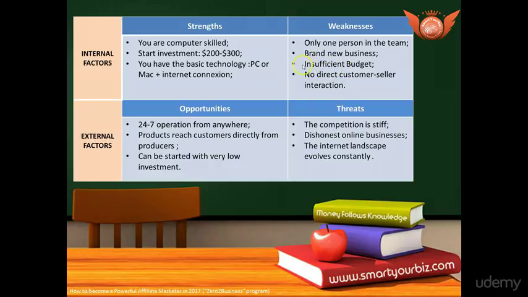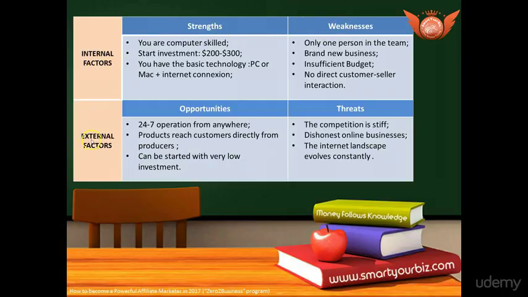Yes, even if you start with $200 or $300, this initial budget could be really insufficient if you underestimate the cost of the project, okay? Then you have no direct customer-seller interaction. That means you can't see your customers and you cannot know them deeply, okay? So your strategy cannot be really accurate. So this is for the internal factors of your business. In other words, your strengths and your weaknesses as a new business.